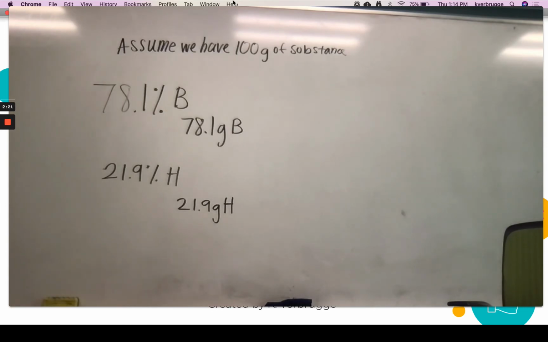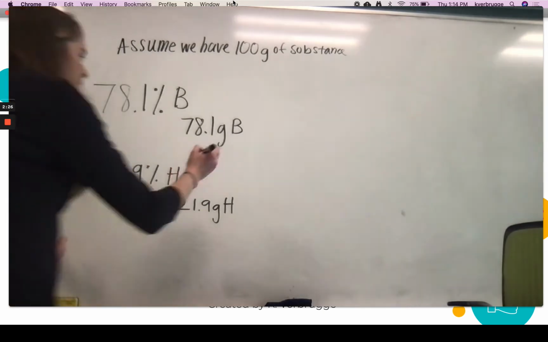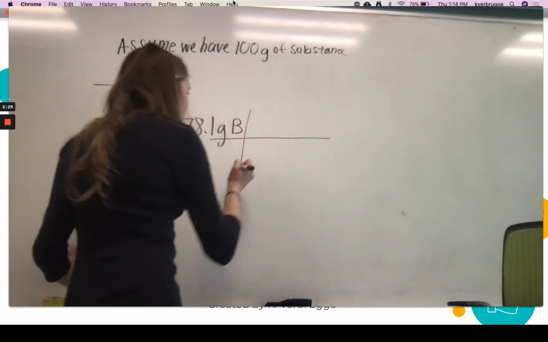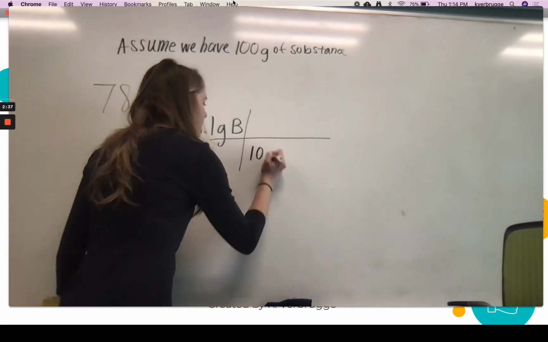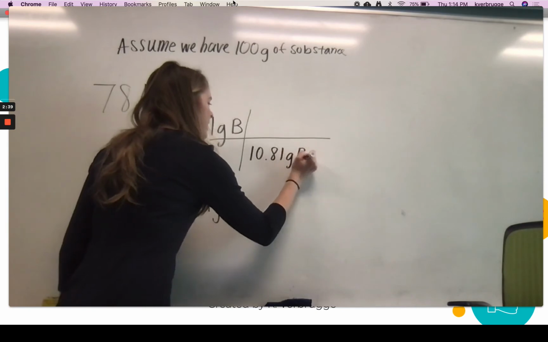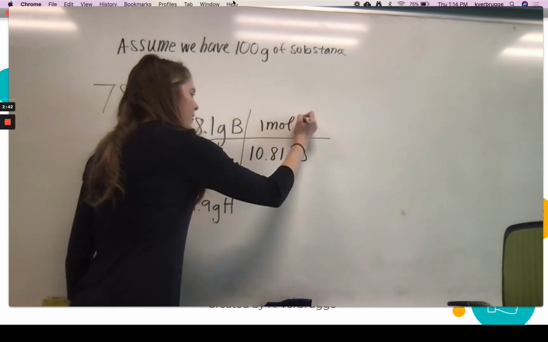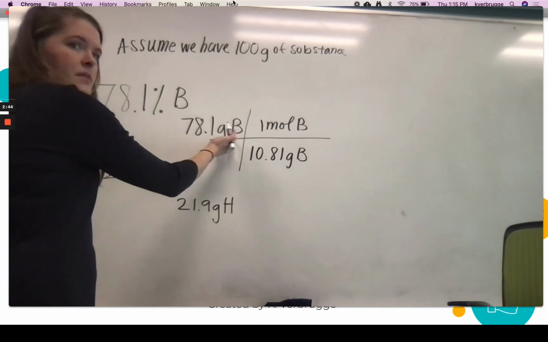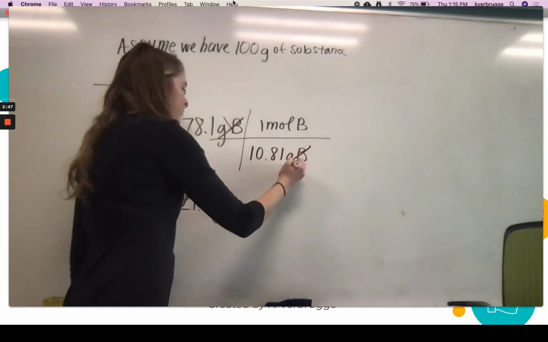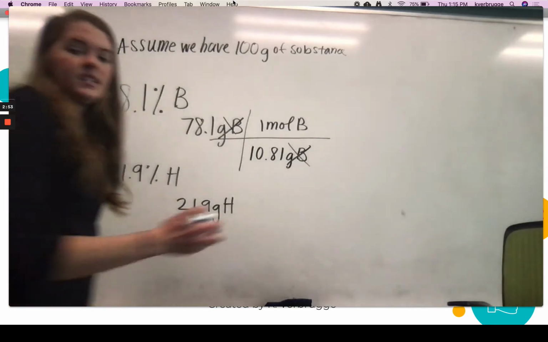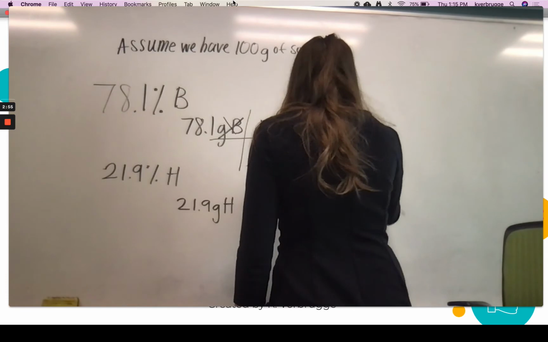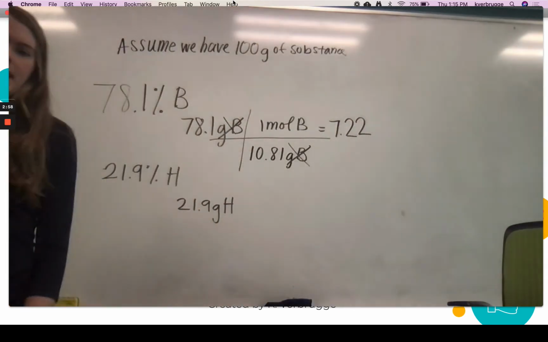From there, we're going to be converting to moles, so you're going to have to think back to the beginning of the unit when we learned how to do that. We know to go from grams to moles, we need to use our molar mass. Our molar mass of boron, if we look at our periodic table, is 10.81 grams of boron, and that's going to be equivalent to 1 mole of boron. We have grams on top, we have grams on bottom, so we can cancel out our unit of grams. Then it just becomes an easy division problem. When I divide this, I get 7.22. So just hold on to that number for a little bit.